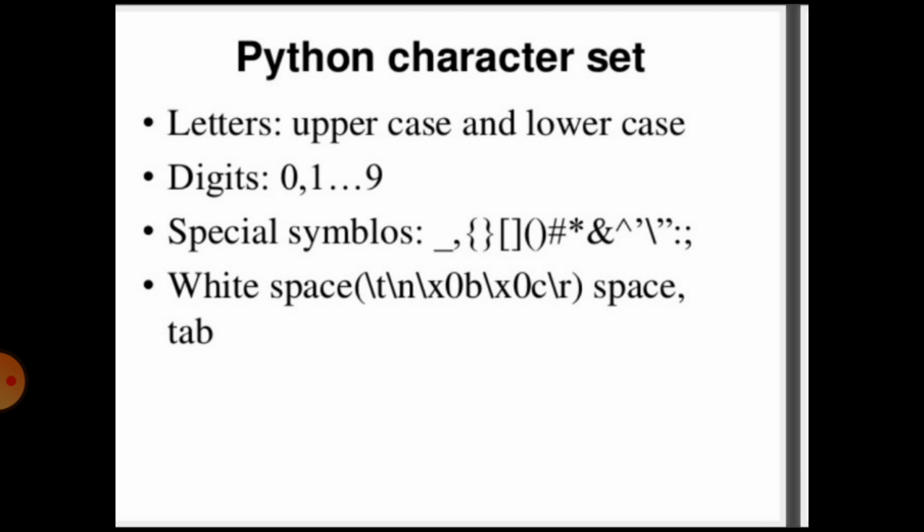The ASCII character set is a subset of the universal code, that is the Unicode character set. As you know, ASCII is American Standard Code for Information Interchange. Some examples of Python character sets: letters in either uppercase or lowercase, digits 0 to 9, symbols like angular brackets, big brackets, parentheses, and white spaces, for example the space bar. You can use space, tab, \t, \n, like when you are changing the line, so that is also an example of white spaces. So these are the examples of Python character set.